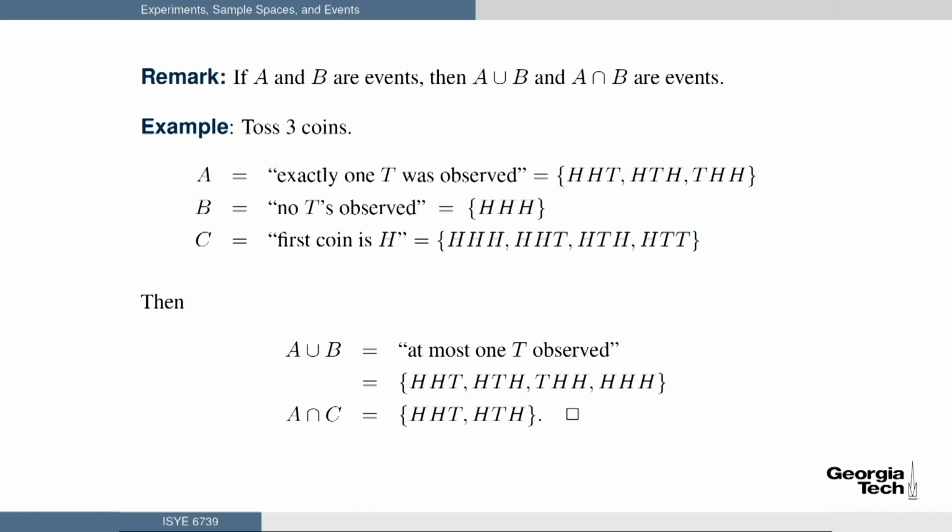On the other hand, if I'm interested in the event A intersect C, that means that I'm intersecting exactly 1 tail was observed with the first coin must be heads. And so I take the intersection of those 2 sets and I get heads, heads, tails and heads, tails, heads.